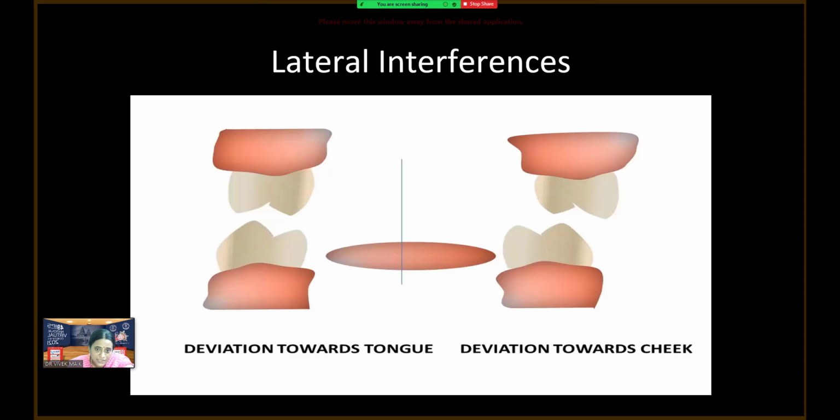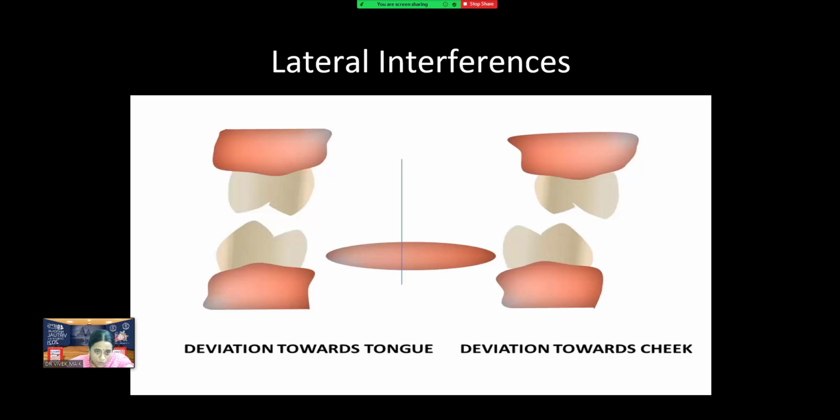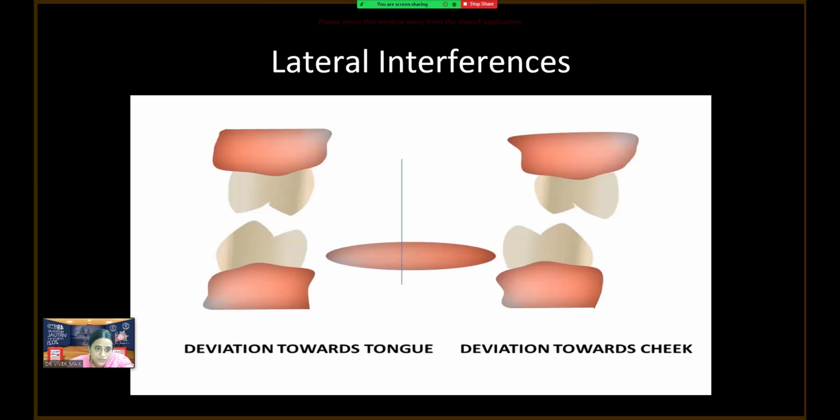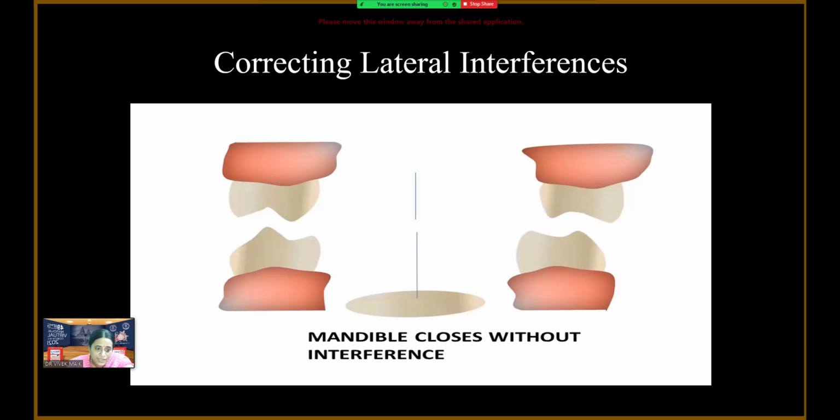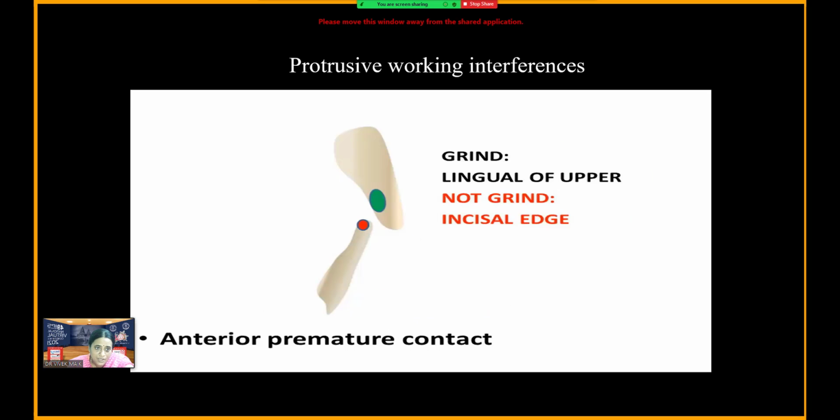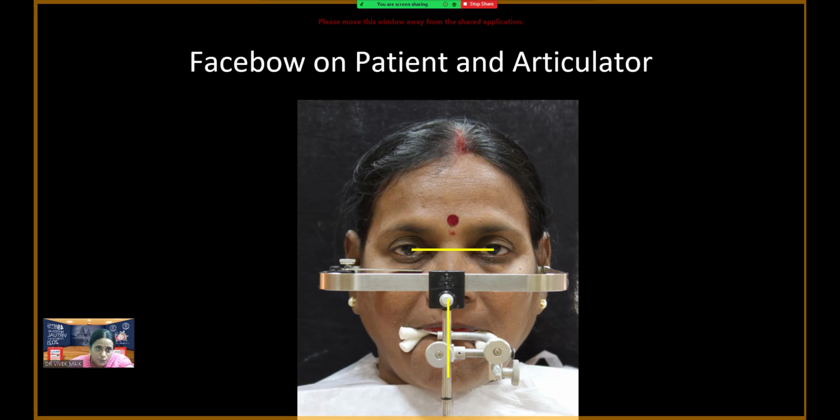In the lateral, there's a deviation towards the tongue and the cheek of the patient. In this also, we will only grind the inclines of the cusp and not the fossa to relieve the interferences so that the mandible closes without any interference. When we have the protrusive working interferences on the anteriors, we only grind the lingual cusp of the upper palatal incisors and not the incisal edge of the lowers to eliminate the anterior premature contact.